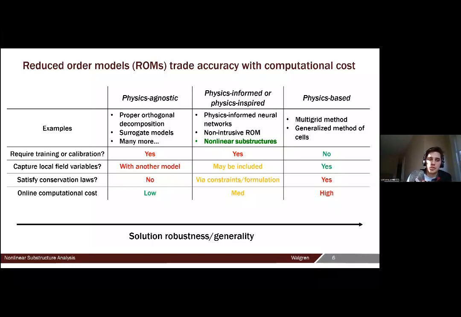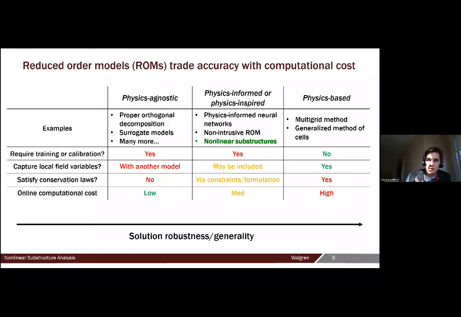So physics agnostic approaches are really fast online. It's just a functional evaluation. You don't need to do any iterative solution, but you lose fidelity in terms of satisfying conservation laws. It requires training or calibration, and depending on your data set, it's very hard to generalize, and it's very hard to produce a robust solution. In the middle, the physics-informed or physics-inspired approaches can include conservation laws via constraints or the formulation, and there's a medium online computational cost, but we still require this training.